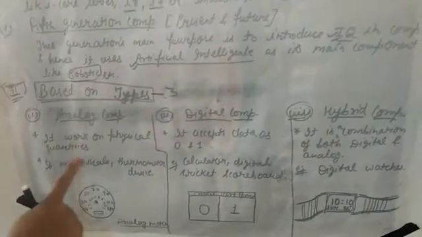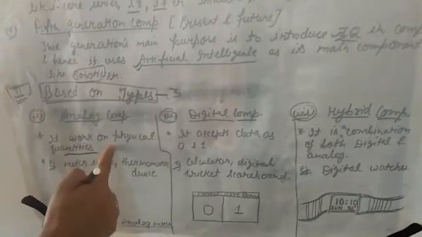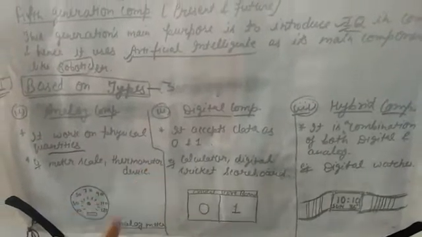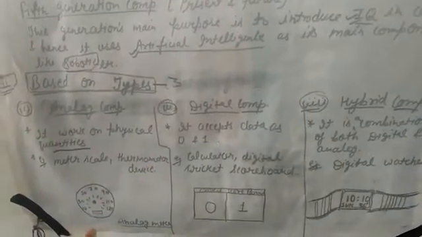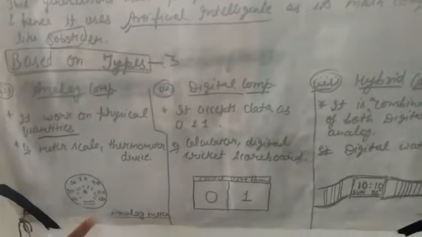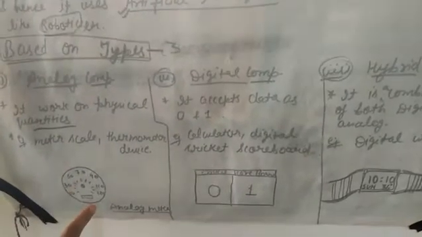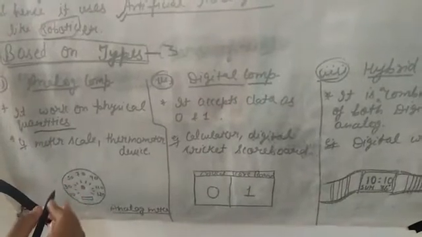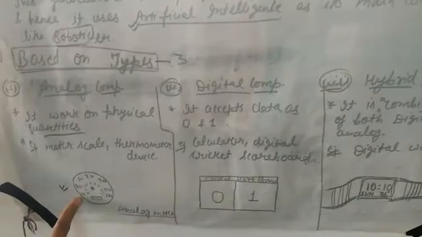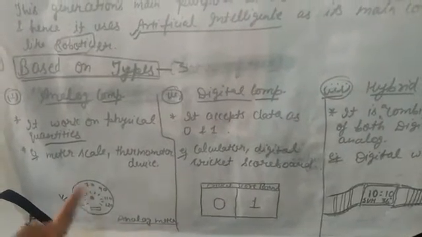Analog works on physical quantities, means the quantities that we can see, like your meter scale, like a thermometer device in which we measure the temperature of the body. And see here, I have made the diagram also. This is an analog meter on which you can measure your speed, as you have seen in vehicles also: 30, 50, 70, 120. So this is an analog computer through which we can measure physical quantities.